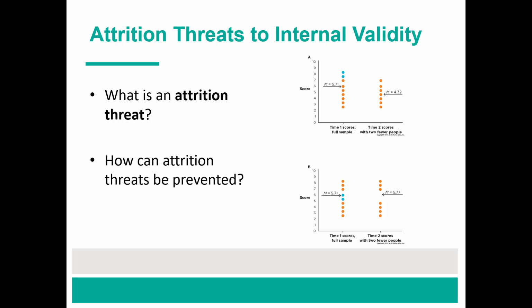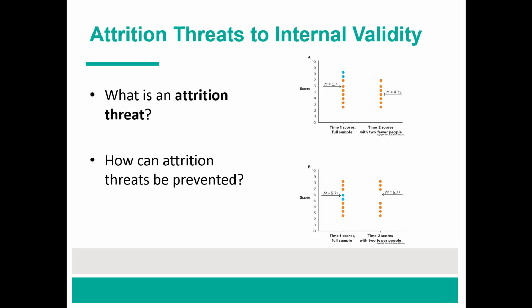However, in the bottom graph, the participants who dropped out have scores closer to the mean, so removing their scores doesn't dramatically change the group mean at post-test. Therefore, attrition isn't a threat. One way to prevent attrition is that when participants drop out of a study, the researchers remove their scores from the pretest average as well.